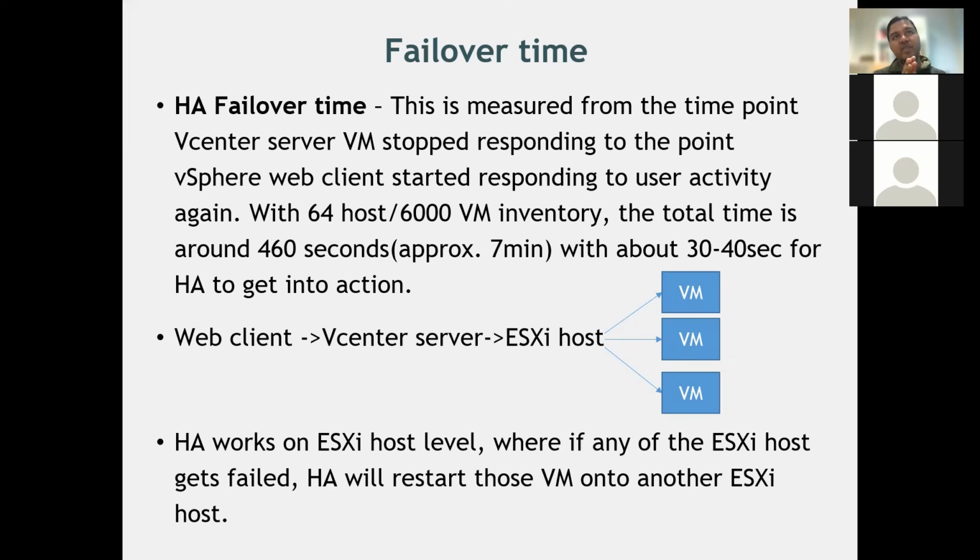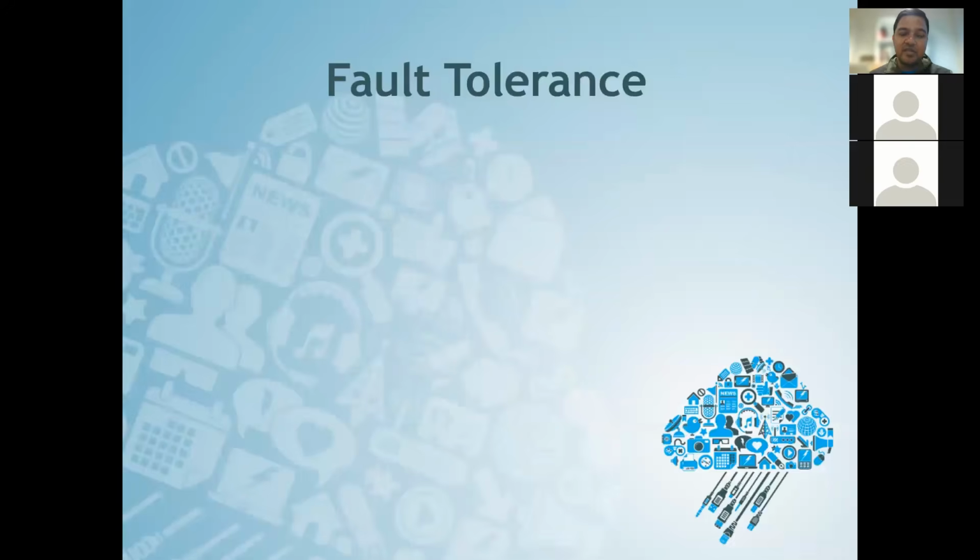So remember, this is a very important question. When does high availability happen? At the ESXi host level, at the virtual machine level, at the cluster level, at the data center level? Okay. It happens at the host level.